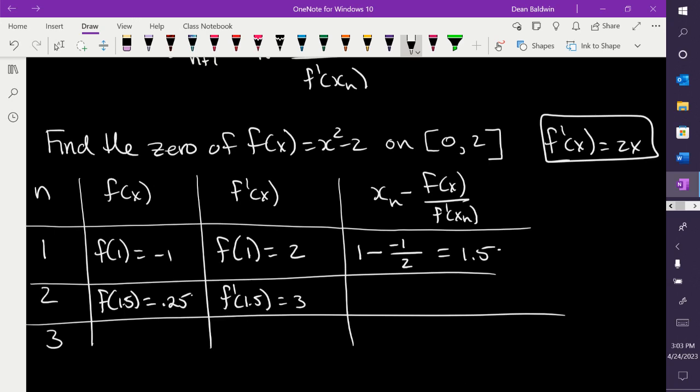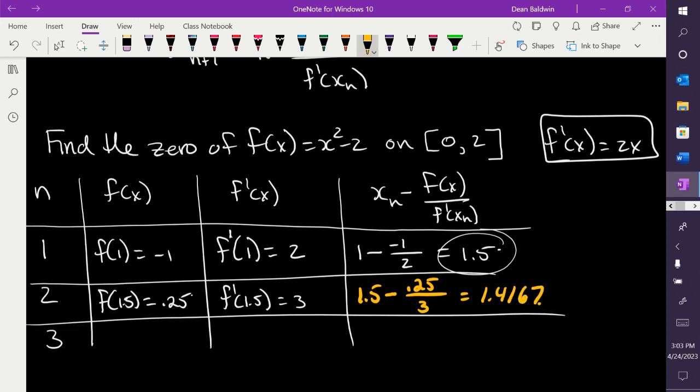That one? No, the one before it. This one? Is that supposed to be F prime? Yeah, that's f prime. Sorry. Thank you. Then x to the n is your first point, which is 1.5, minus f of 1.5, which is 0.25, divided by f prime of that number, which is 3. And if you put that in your calculator, you're going to get 1.4167.